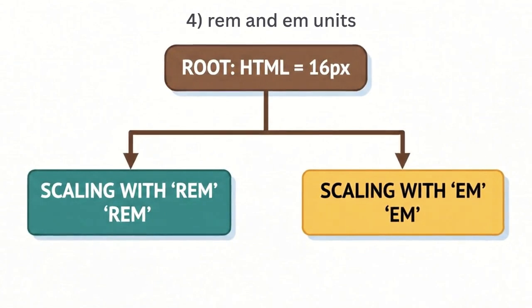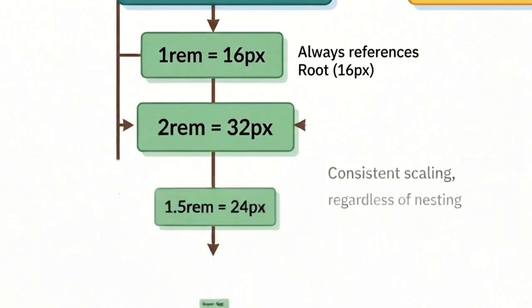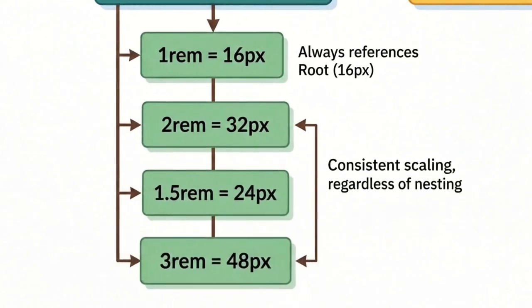Everything starts at the very top, with the root. By default, your browser's HTML root font size is 16 pixels. On the left, we have rem, which stands for root relative. Notice how every single box here points directly back to that 16 pixel root. 1 rem is exactly 16 pixels. 2 rem is 32, 3 rem is 48. Because it only multiplies the root, your scaling stays 100% consistent no matter where you put it on the page.